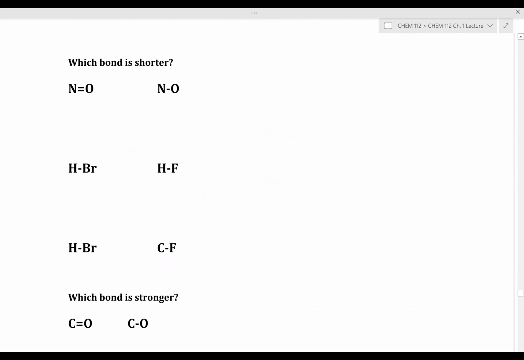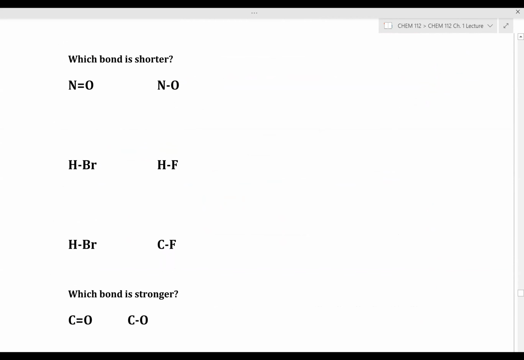So what I want us all to do is take a moment and circle from these two choices which bond is shorter. I'll do the first one. If we look at a nitrogen-oxygen double bond versus a single bond, which is shorter? As you increase the bond order, do your bonds get longer or shorter? Shorter, okay? So the NO double bond is shorter. I'd like you to attempt these next two examples, and then we'll come together as a group to discuss.